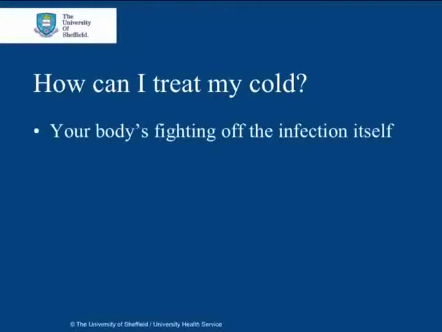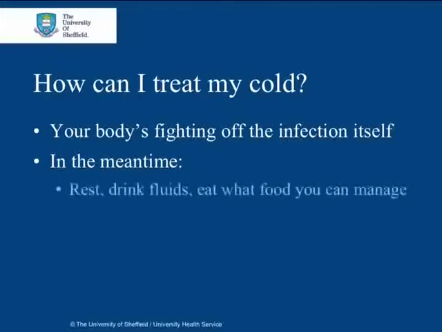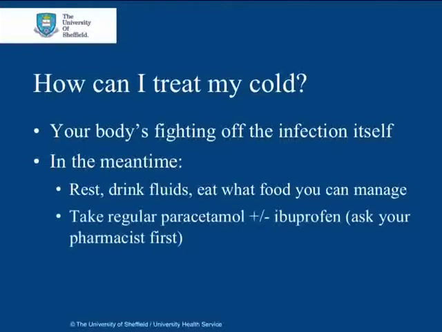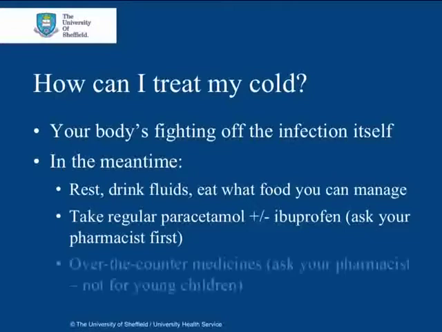Your body's infection fighting system, or immune system, will eventually clear the infection itself. The only thing you can do in the meantime is to keep comfortable whilst this is happening. You can try simple things like resting, drinking fluids, eating what food you can manage, and taking paracetamol and/or ibuprofen regularly for the pain and fever. A pharmacist can tell you if you're safe to use these medicines before you buy them.